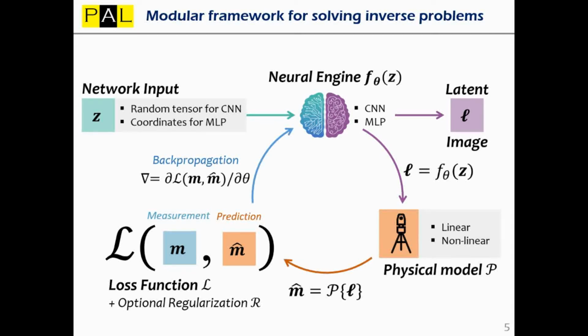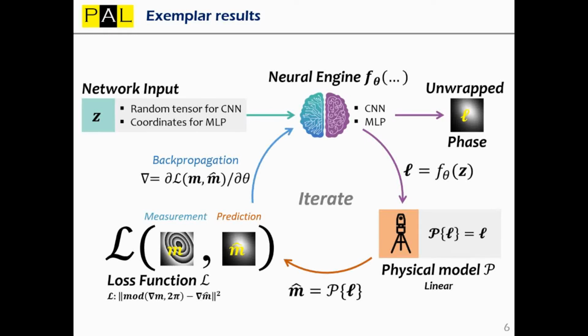Through backpropagation, the gradient of the loss function is used to update the network's parameters theta associated with the generative model. Following many iterations under the physical model's supervision, the generative model learns to produce a latent image representation that solves the inverse problem.